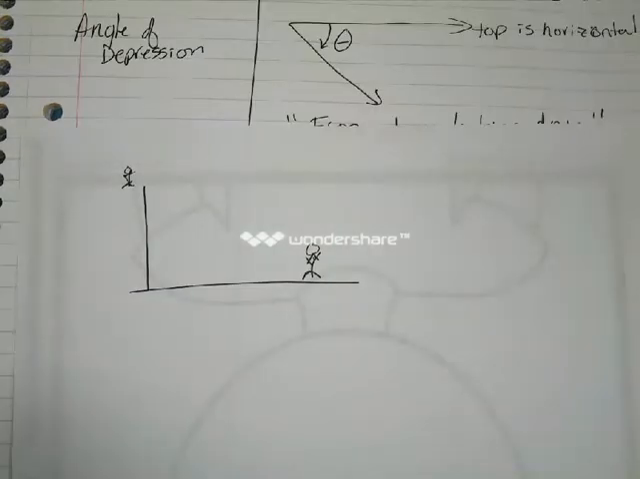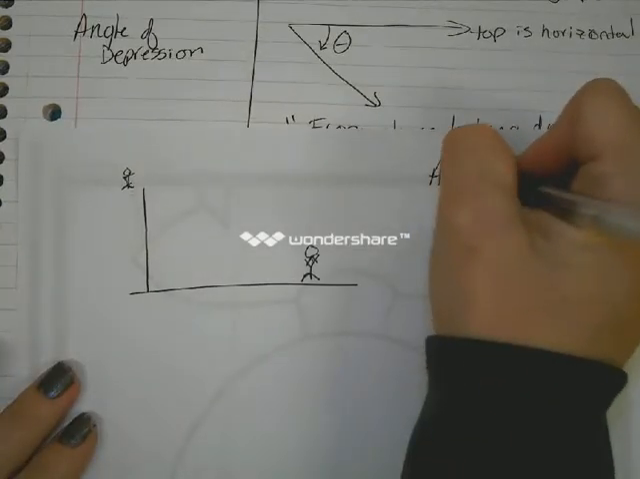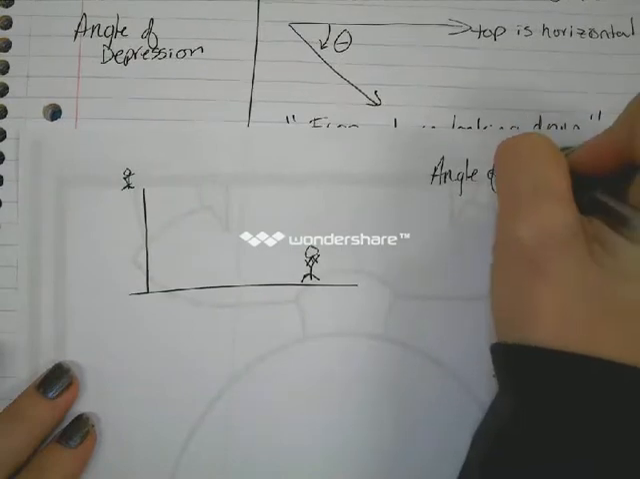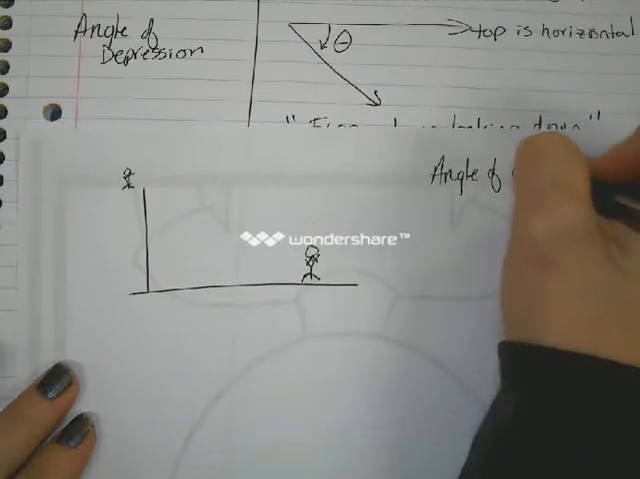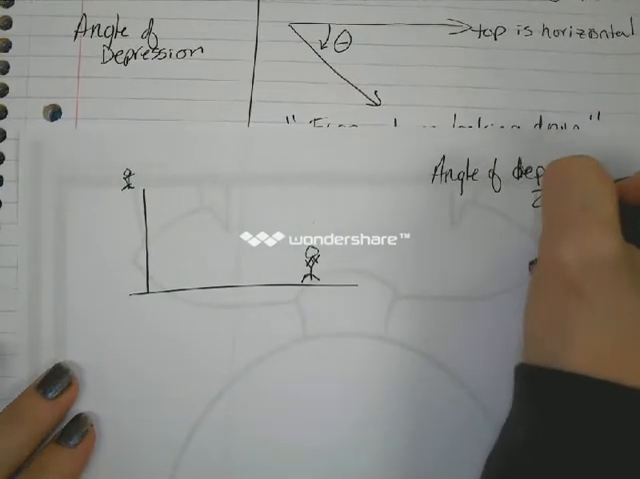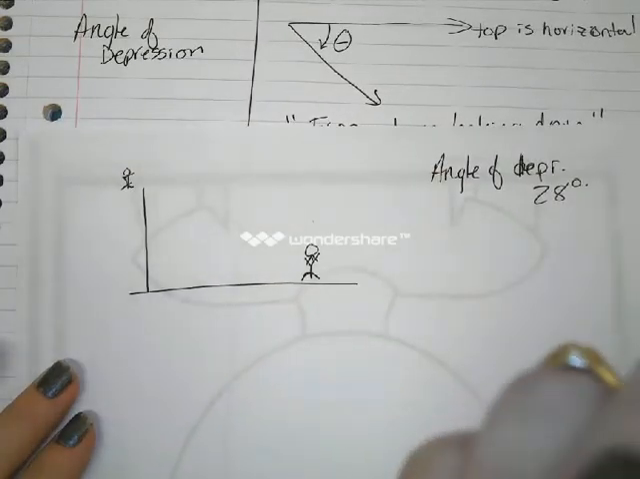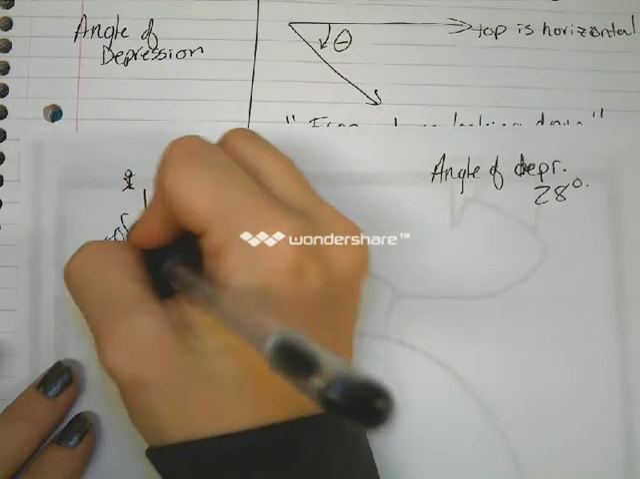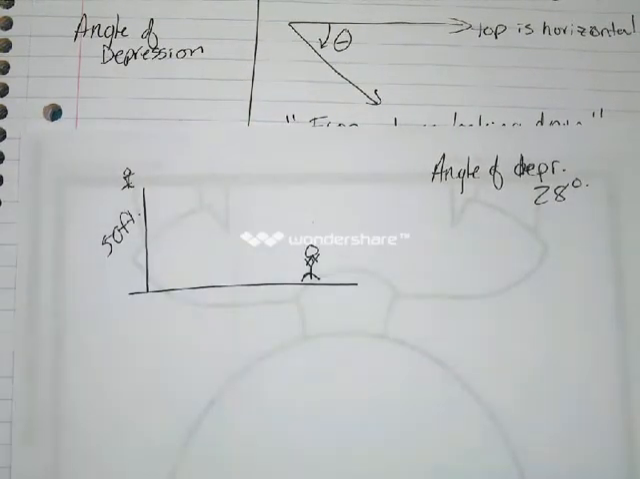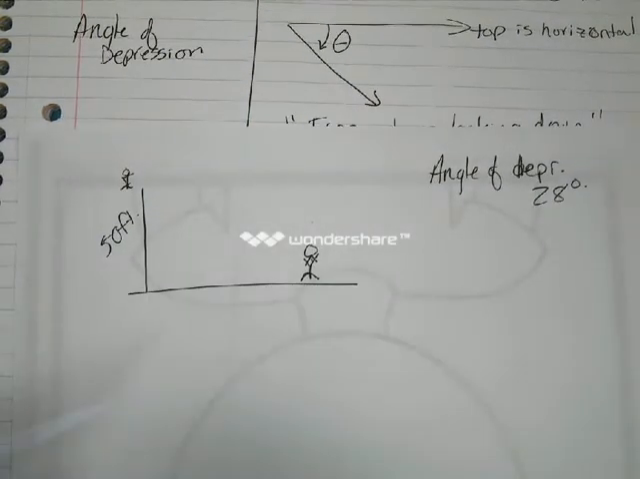So it tells you that the angle of depression is 28 degrees. Okay, the Green Monster, I don't know how tall it is, I don't remember, but we're going to say it's 50 feet. Let's say the Green Monster we know is 50 feet tall. And we want to know how far we are away from this Major League Baseball player.